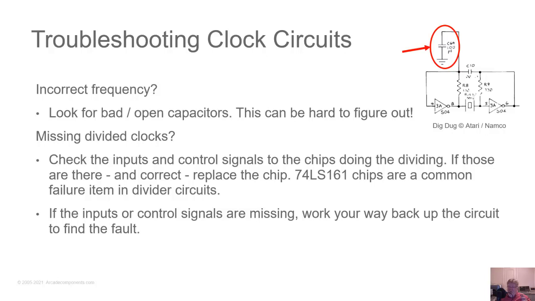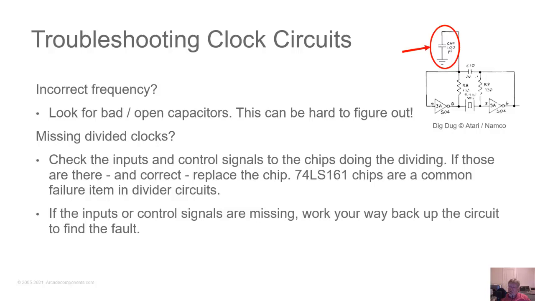If your inputs or control signals are missing, then you've got a little bit more troubleshooting to do. You're going to have to go backwards in the circuit. You know, like in the case of Pac-Man, if you're missing it at the LS161, then go back and check that 74LS74. Do you have your clock signal going into it but nothing coming out? Replace it. Power everything up. Check again. See if your problem's resolved or if you now have signals but yet your LS161s are faulty.